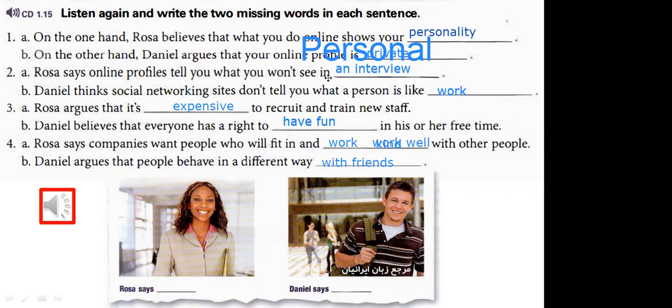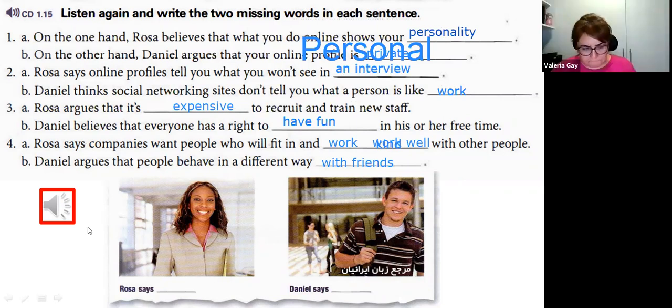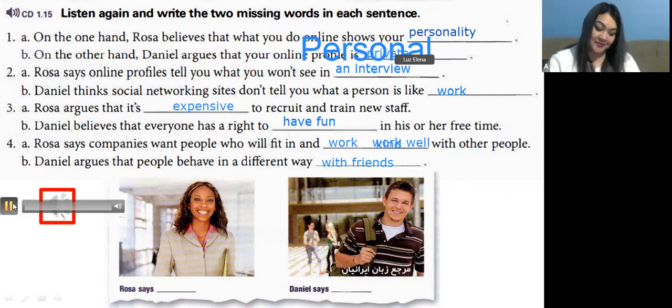Now let's listen and check your answers. Are you ready? Yes, I'm ready. Page 17, 3, listening and speaking. But is it fair? C. Listen again and write the two missing words in each sentence.